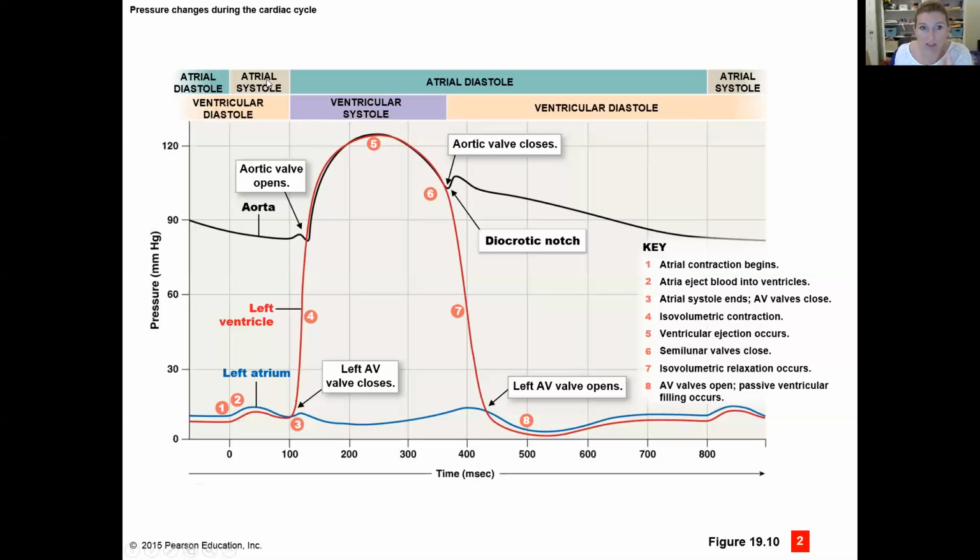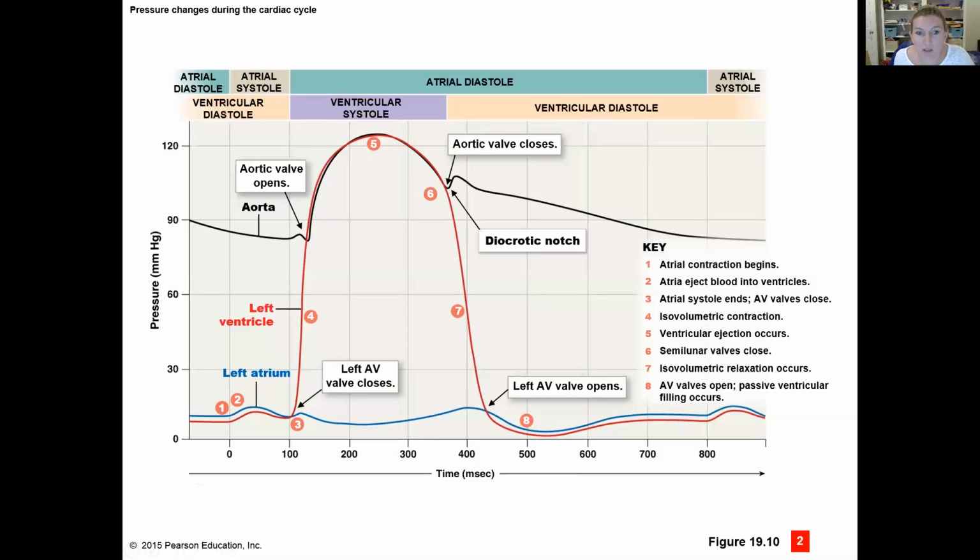Our atria contract, our AV valve shuts, then we go into ventricular systole. Then our ventricles get ready to contract. Remember, the first phase of ventricular contraction is that isovolumetric contraction. That's squeezing, right, the boiling pot of water with the lid on it. That's what's going on right here. And look at the pressure in the left ventricle. This red line goes through the roof, right, until bloop, the aortic valve opens.